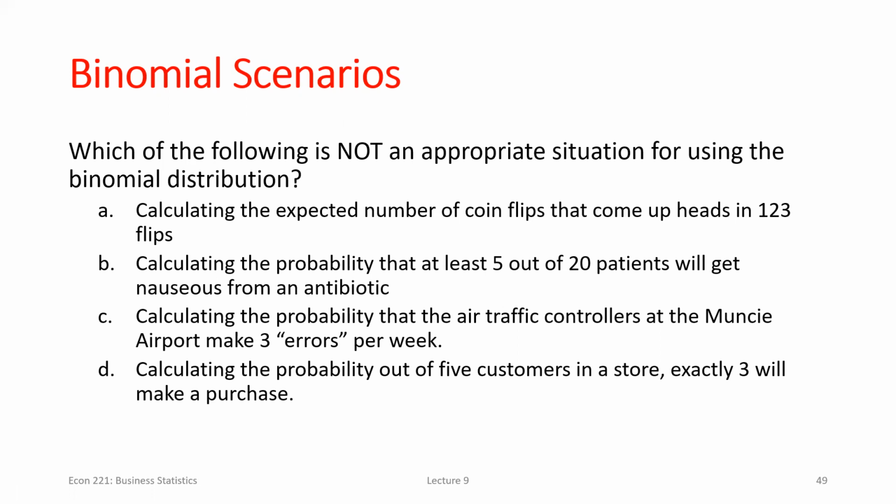So that's a situation. Someone either gets sick or they don't. Success, failure. Every person is independent. Whether or not they get sick is independent from the other person getting sick. So this is a nice binomial distribution example as well. We're looking for the one that's not.